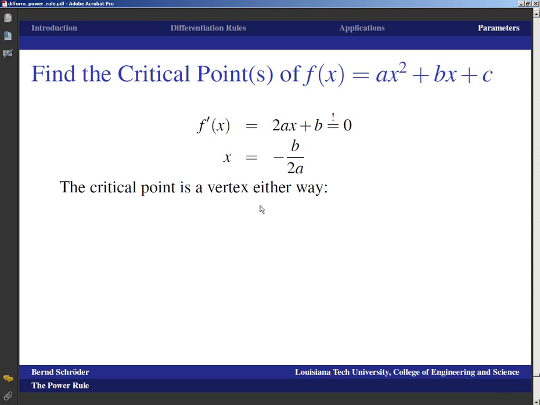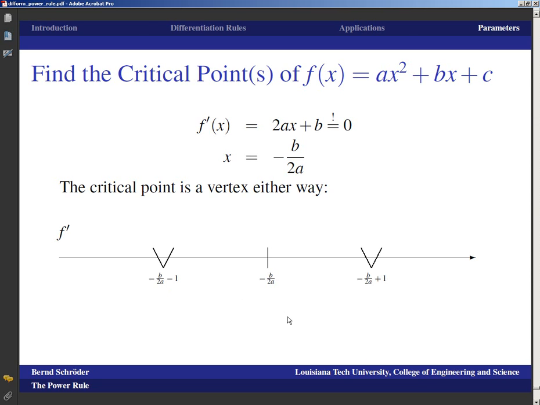And that critical point is a vertex either way, because in our sign analysis we've got one cut point where things change. Here's where things get a little bit problematic, because we have to find a checkpoint to the left and a checkpoint to the right. Basically I would just take negative b over 2a minus 1 and negative b over 2a plus 1. Those are guaranteed to be to the left and to the right of negative b over 2a.